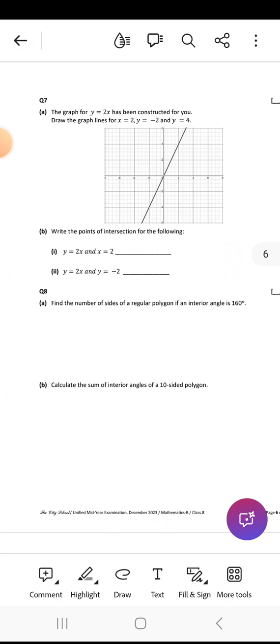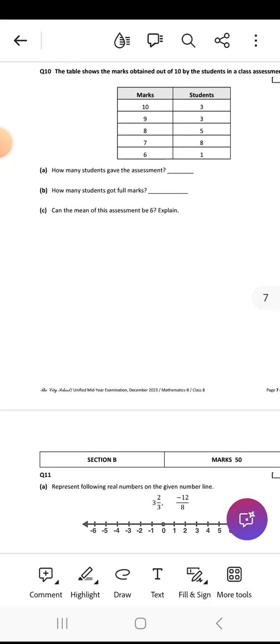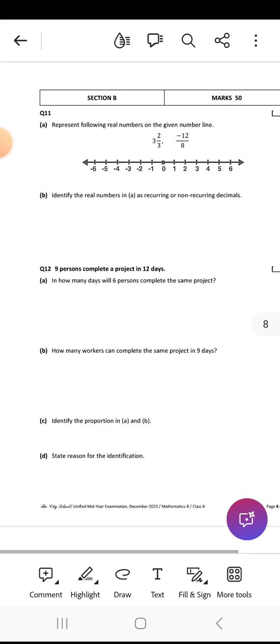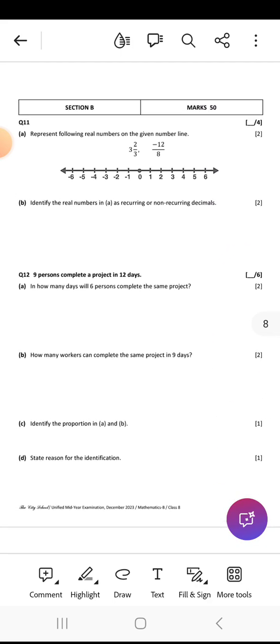In today's video we will solve the mid-year exam, December 2023. In this video we are going to solve section B. I have already solved section A in the other video. So let's start section B of this paper. Question number 11 is: represent the following real numbers on the number line.